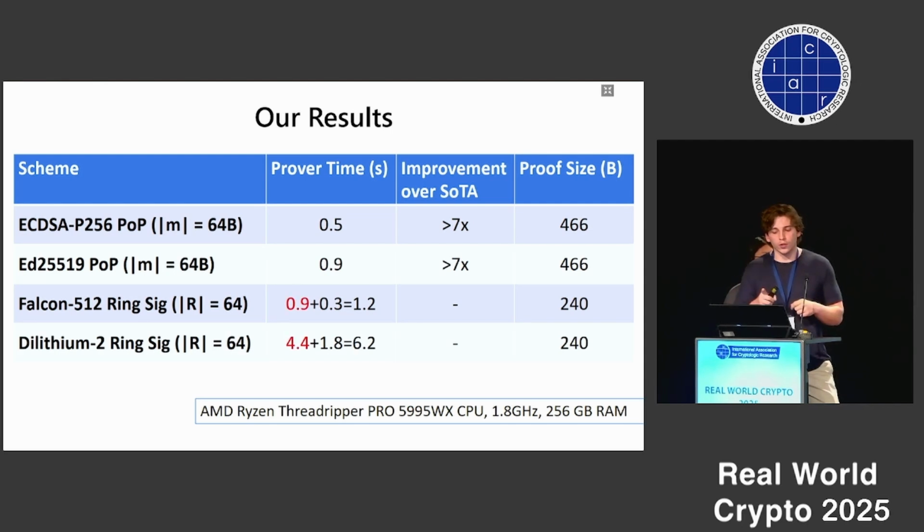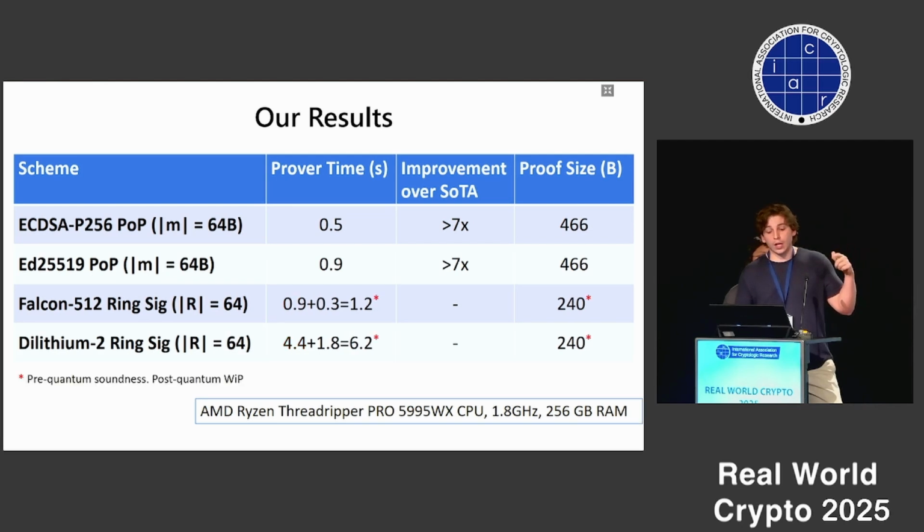Although this first value is entirely hashing the leaves of the Merkle tree, and it's largely due to a pretty unoptimized Poseidon implementation that we're currently using. So we expect this number to come down quite a bit. And in any case, if you're doing many verifications for the same ring, this could be amortized away. Now, this is with pre-quantum soundness and statistical zero knowledge for the post-quantum schemes.